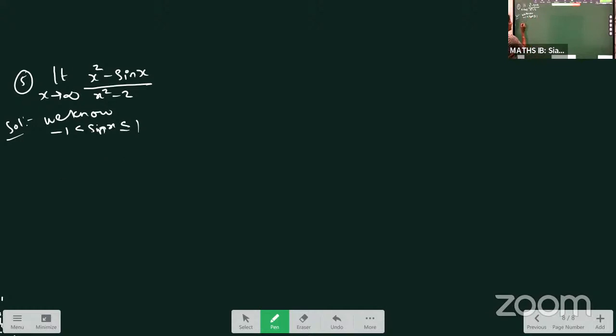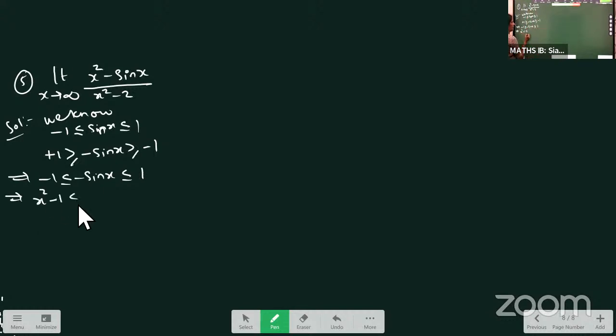Multiply with minus: plus 1. Immediately less than becomes greater than. Minus sin x greater than or equal to minus 1. Write in reverse way. So minus 1 less than or equal to minus sin x less than or equal to 1. Next, before minus, what is there? X square. Add x square to complete the term. X square minus 1 less than or equal to x square minus sin x less than or equal to x square plus 1.